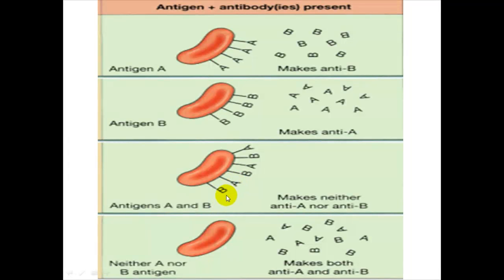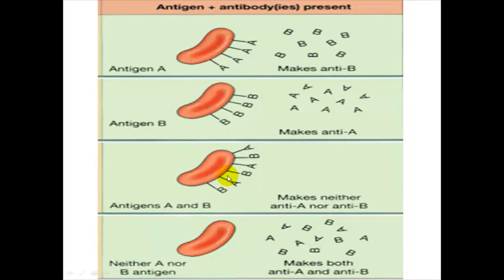For the case of AB, they have both A and B. So in this sense, you cannot make either antibody. Because if you make antibody against A, it will go against surface antigen A and kill the red cell. If you make antibody against B, it will go against surface antigen B and kill the red cell. So if you make antibody A or B, it will kill the red blood cell, because it has both surface antigens.